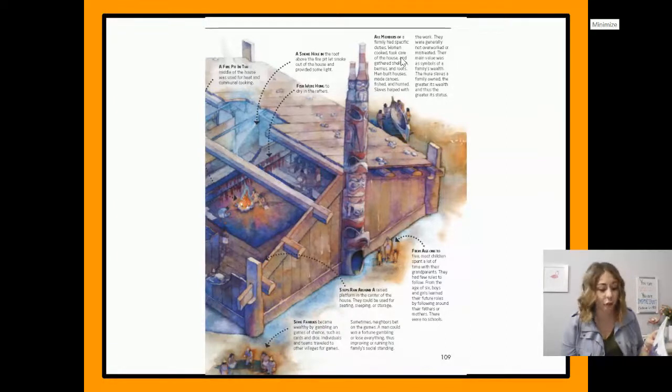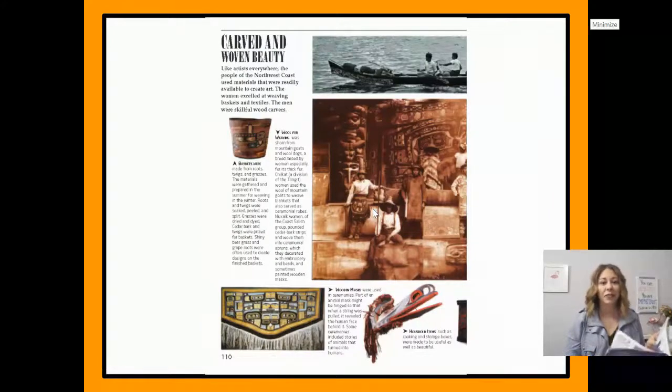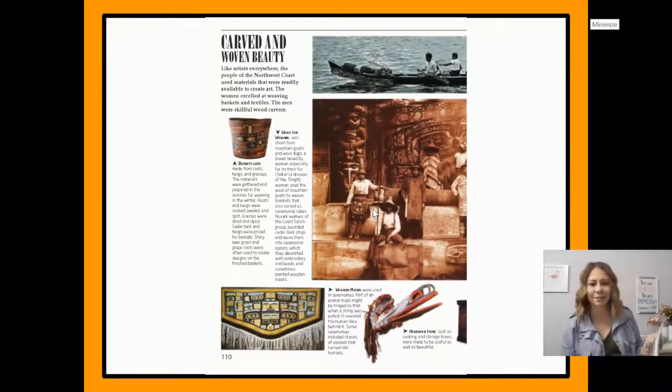They were generally not overworked or mistreated. Their main value was as symbols of the family's wealth. The more slaves a family owned, the greater its wealth, and thus the greater its status. So that's one way that they could gain wealth, is to get more slaves. Interesting. It's carved and woven beauty.